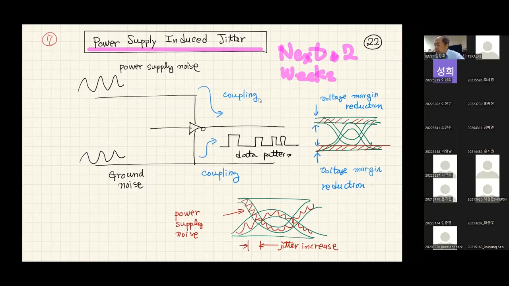Our interconnection actually has inductance. If your interconnection length is 1 millimeter, it usually has 1 nanohenry inductance. If you have 100 micrometer interconnections, it may have 100 picohenry. If your interconnection length is in the micrometer range, it may have femtohenry range.